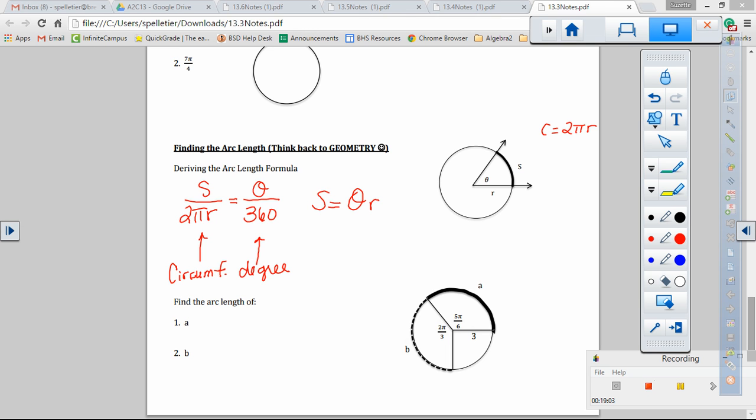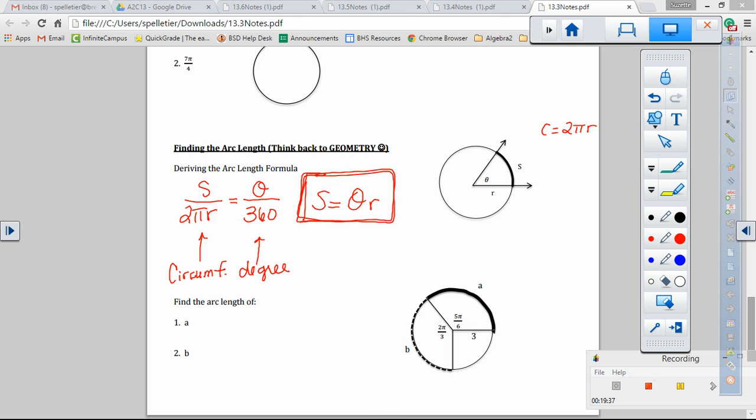The reason is, when I cross multiply these, everything's going to cancel out. The 2 pi is going to cancel out with 360 degrees, because 2 pi is a whole circle, and 360 degrees is a whole circle. So when we cross multiply on this side, we end up with just an S, and on the other side, we have theta and r left, and that's it. So after we solve this formula, we end up with this. This is our formula for arc length. That's the one we use.